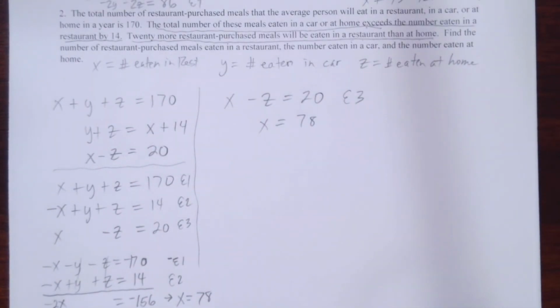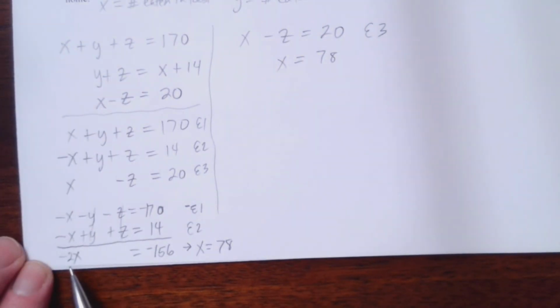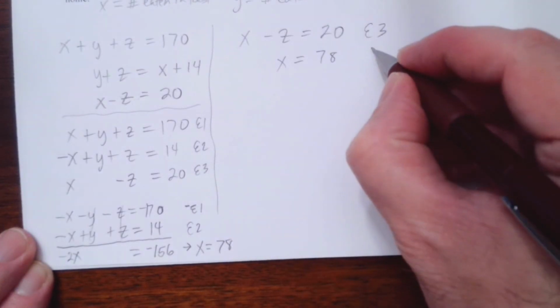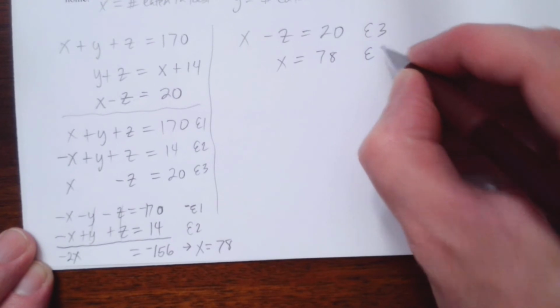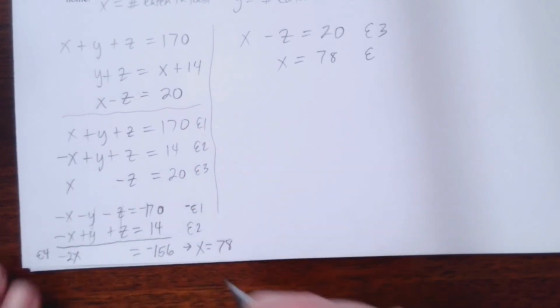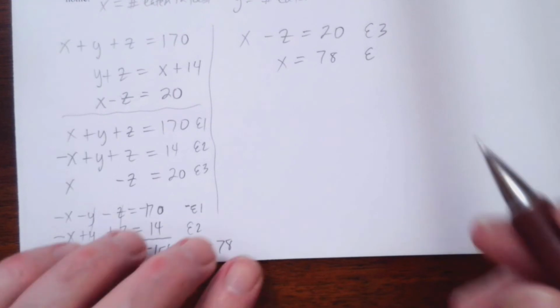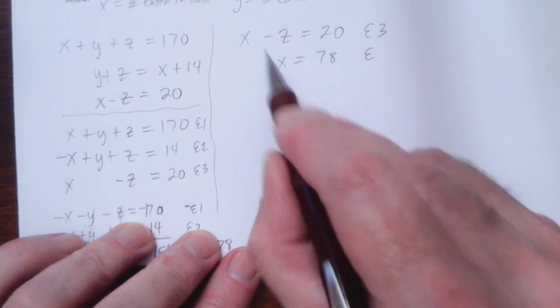So let me just move this down so you can see what I did here. When I added the equations together, I got minus 2x is negative 156. We might as well solve this. We get x is 78. And so that's our second equation, and we'll call this equation 4. So we were expecting to get another equation in x and z, but we actually have an equation in x, which is even better because we can solve this system now quite easily.